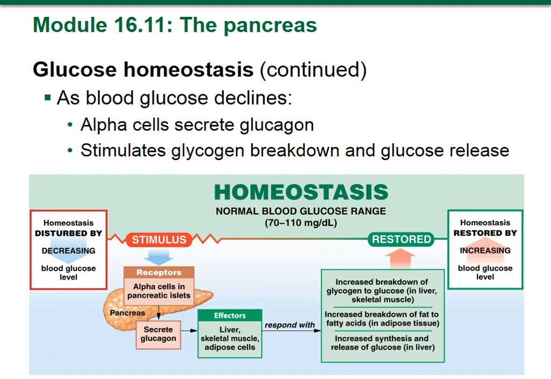On the other hand, as your blood glucose declines, then your alpha cells are going to secrete glucagon. They stimulate glycogen breakdown to release glucose. So your alpha cells, again, are in the pancreatic islets. They secrete glucagon. The liver, the skeletal muscle and the adipose tissue are the effectors, and they respond by increasing the breakdown of glycogen to glucose in the liver and the muscle cells. They increase the breakdown of fatty acids in the adipose tissue. They increase synthesis and release of glucose in the liver. And overall, that's going to increase your blood glucose levels.